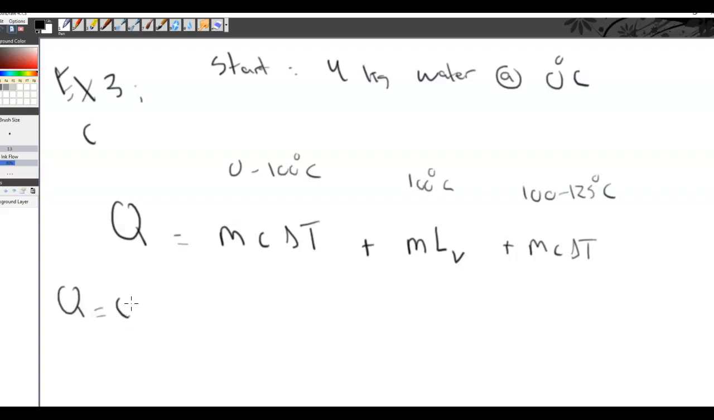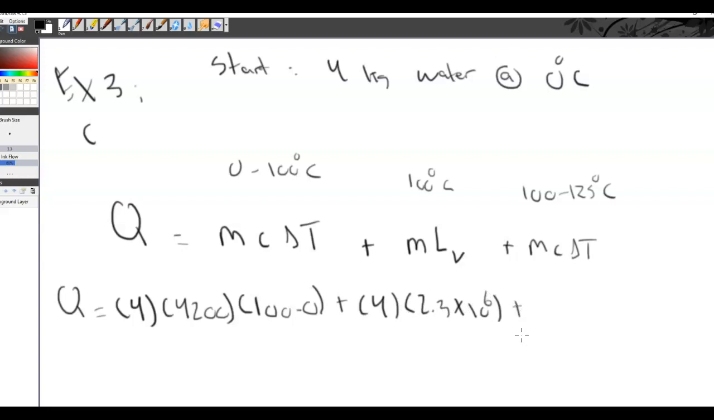Okay, so the mass is 4. Remember in the first segment, the thing that we're temperature changing is water, which has a specific heat capacity of 4200, and delta T of the water, it's going from 0 to 100 degrees Celsius, is going to be 100 minus 0, which is obviously just 100. This right here is going to be 4 times the latent heat of vaporization, which is given in the problem.